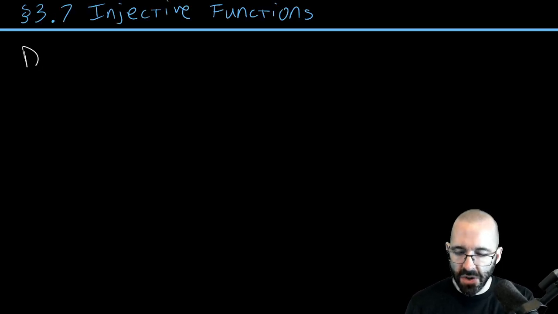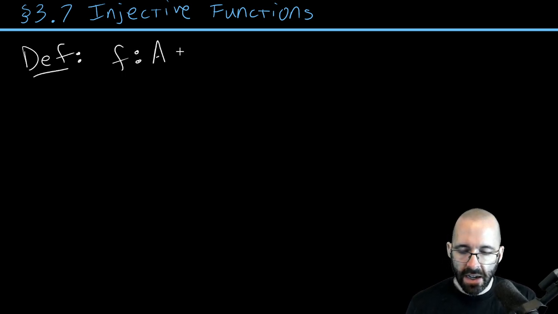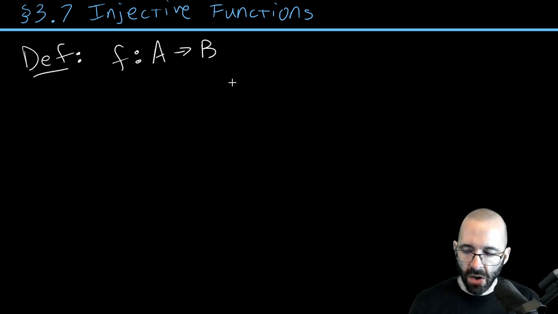So we're going to introduce a new definition over here for injective functions. So let's define a function f. Let's say it has a domain A and a codomain B. So that's going to be one-to-one.